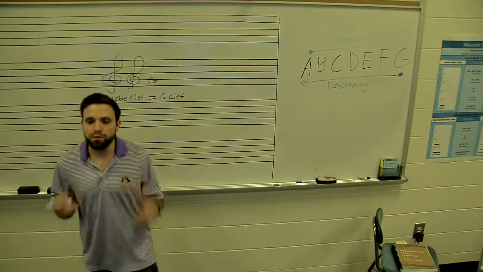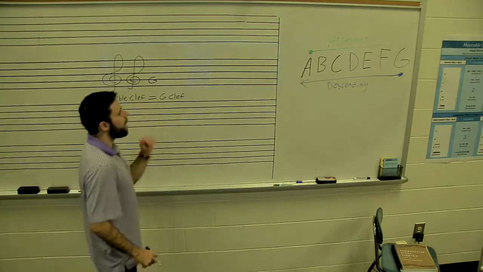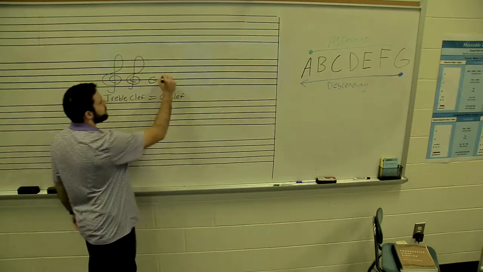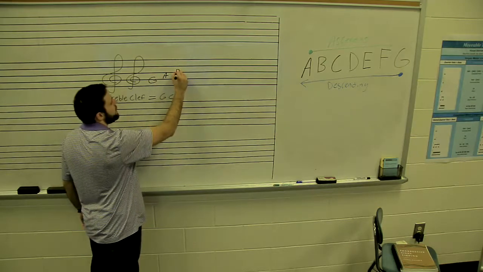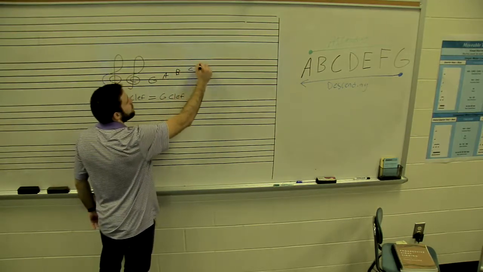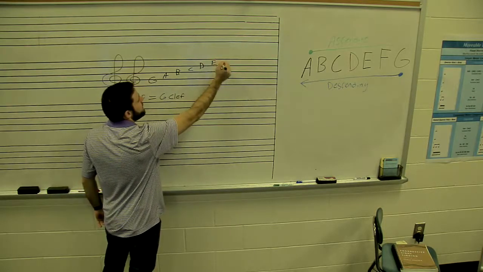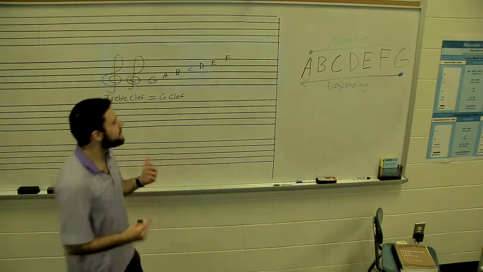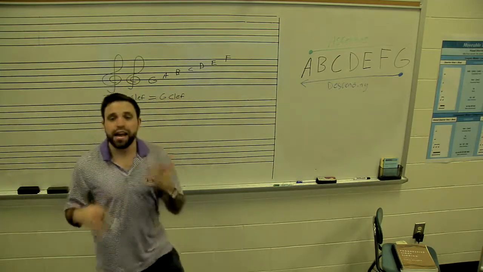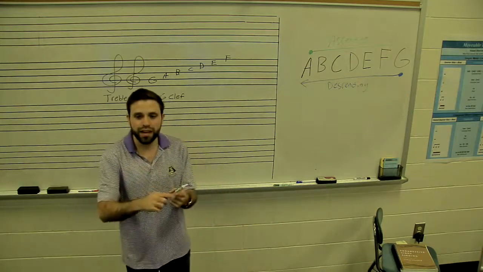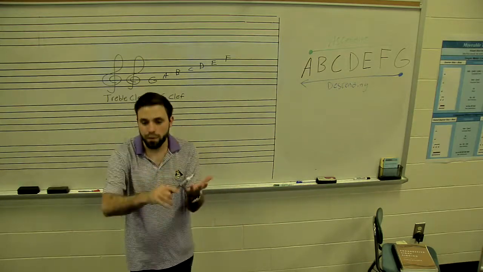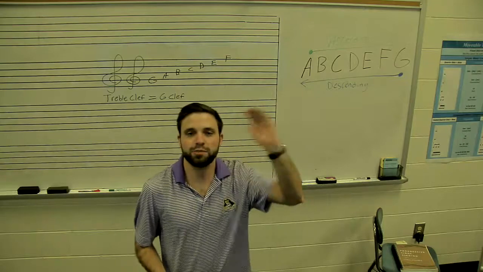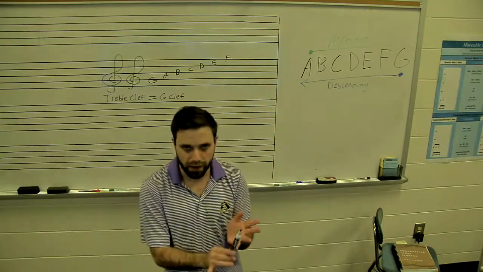Now, following the musical alphabet, we are ascending, so we're going this way. If we're ascending, our next note would be A, next note would be B, next note would be C, next note would be D, next note would be E, next note would be F. See how I did not skip any lines or spaces. I went from line to space, to line to space, to line to space. Right? I didn't go line, line, or space, space. Always.